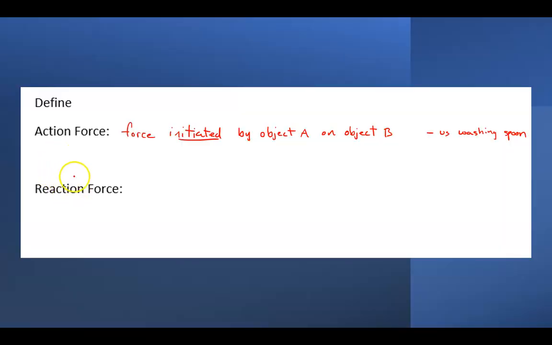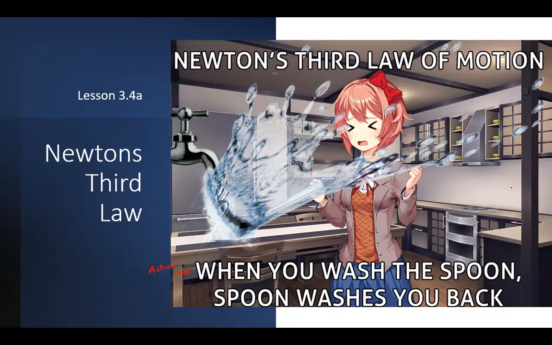The reaction force is the force exerted by object B on object A. And so this one is exerted. So this is the spoon washing us. Now, I know this meme, or this comic here, this picture, this would be the reaction, is not true in terms of the fact that it's actual forces. It's just kind of funny.